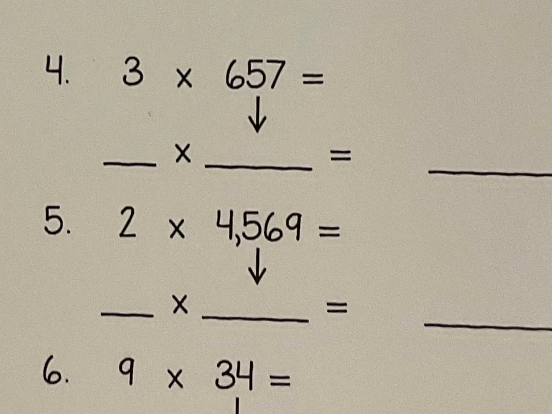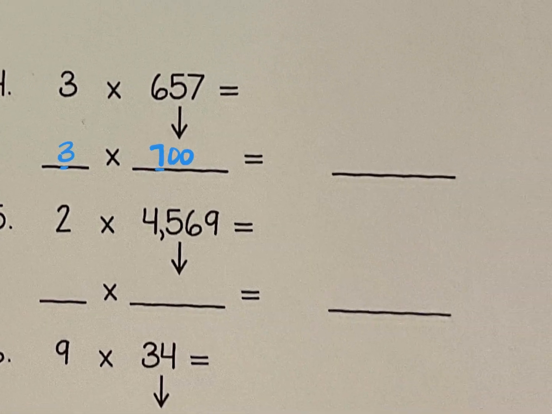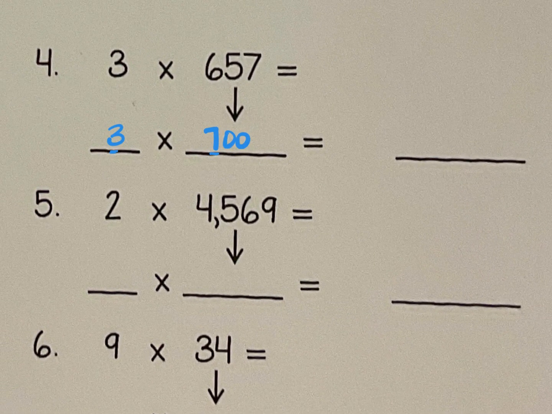3 times 657. What would I round 657 to, Riley? 800? The 6. Does it stay the same, stay a 6, or does it become a 7? It becomes 7. So it's 700 times 3. Do your basic fact. What is 3 times 7, Blaze? 21. And then how many zeros? 2. 2,100. Yes.